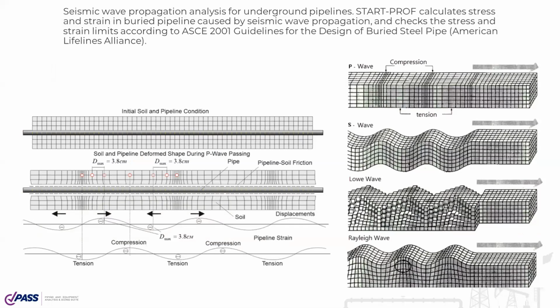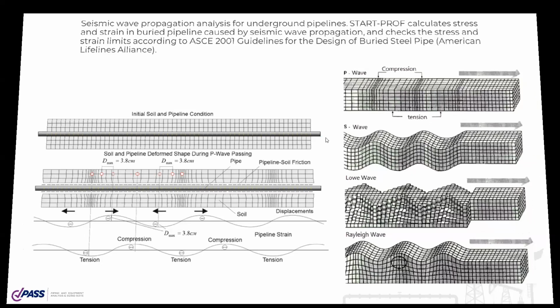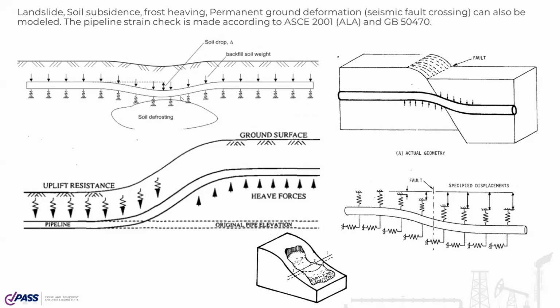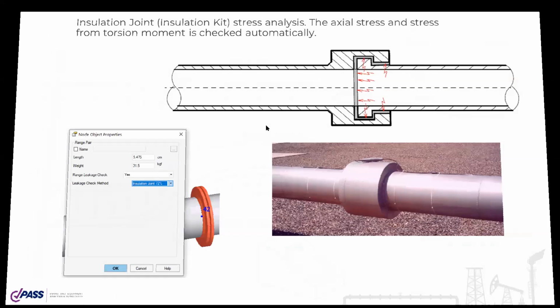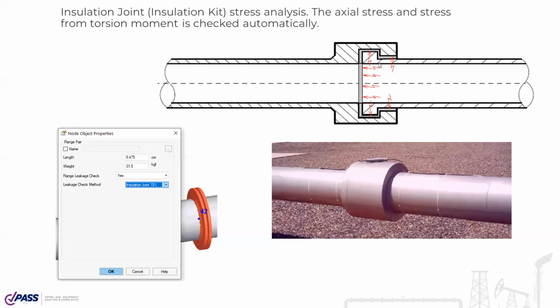Also, StarProf can perform analysis of buried piping systems, underground piping systems, for the seismic wave propagation in the soil. It is longitudinal wave, shear wave, Love wave, and Rayleigh wave. StarProf automatically performs this analysis. And StarProf can calculate the soil drop, soil subsidence, and soil fault, for example, seismic fault. Also, we can analyze the landslide effect. And also, StarProf can check the stresses in the insulation joint, also called insulation kit, of the pipelines.